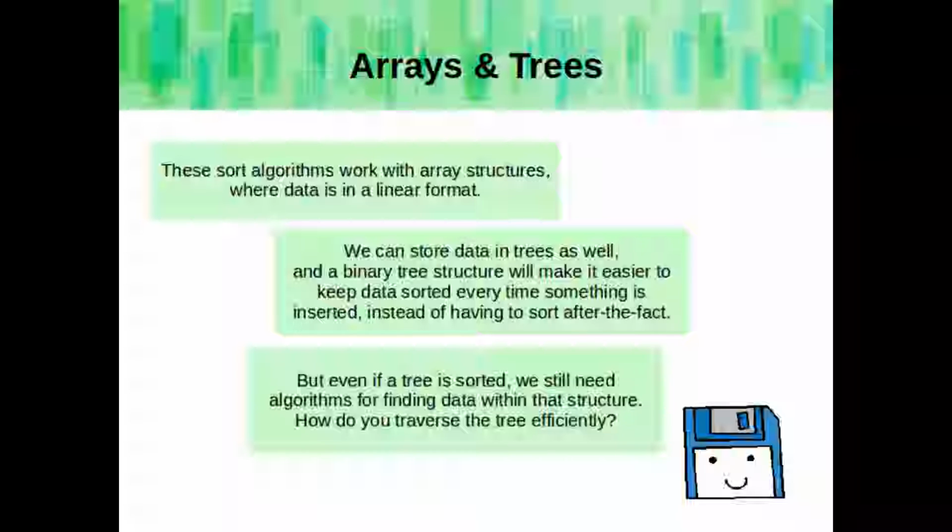These sort algorithms work with array structures, where the data is in a linear format. We can store data in trees as well, and a binary tree structure will make it easier to keep data sorted every time something is inserted, instead of having to sort it after the fact. But even if a tree is sorted, we still need algorithms for finding data within that structure. How do you traverse a tree efficiently?